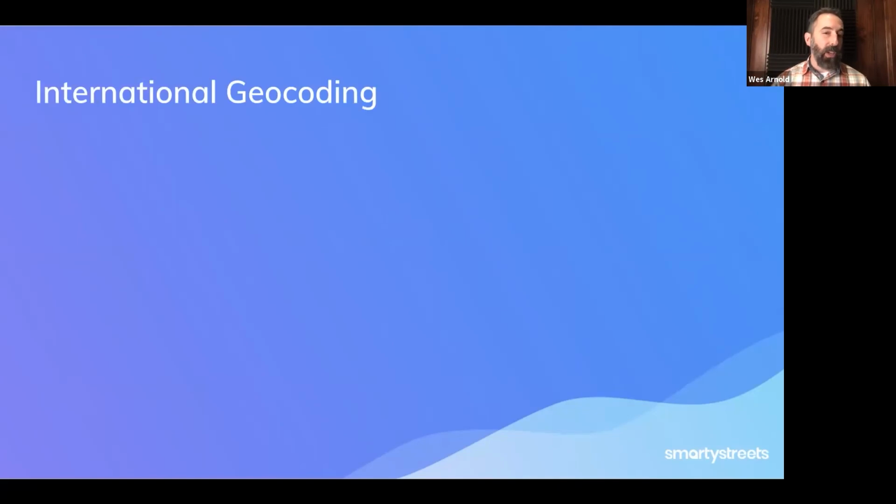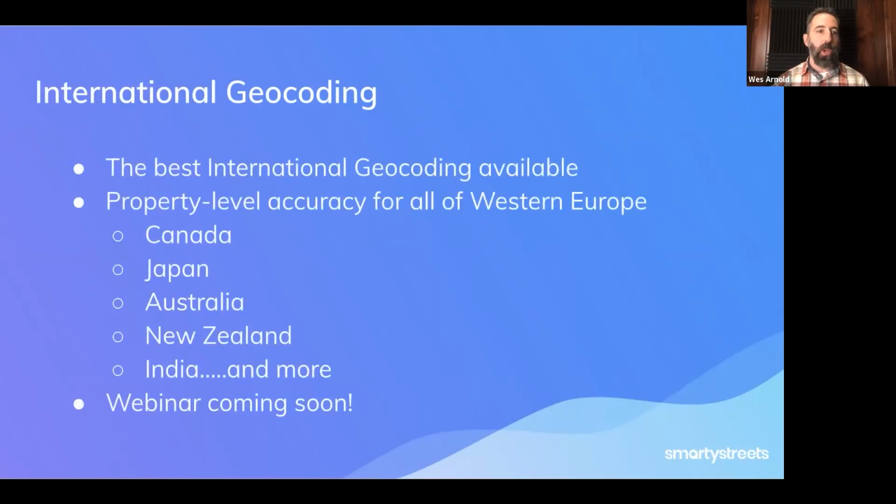Now, there's an added bonus. We also offer international geocoding, and the international geocoding that we offer is the best international geocoding available. It's property level accurate for all of Western Europe, and also Canada, Japan, Australia, New Zealand, India, and more. And it also covers 200 other countries. We'll do its own webinar on international geocoding coming up, but I just wanted to tease that a little bit so that you guys can look forward to that.